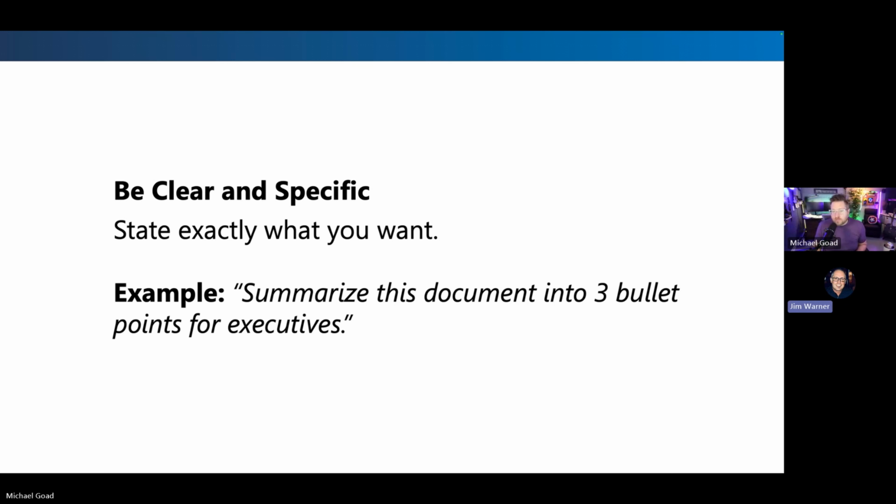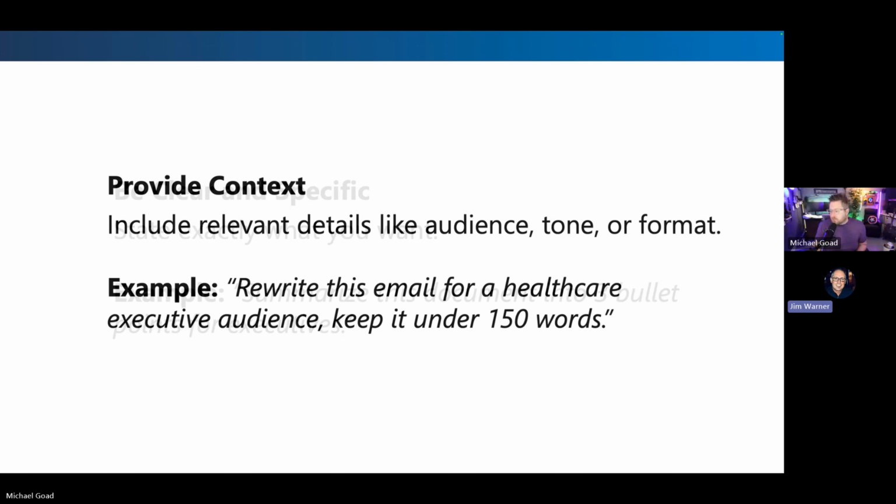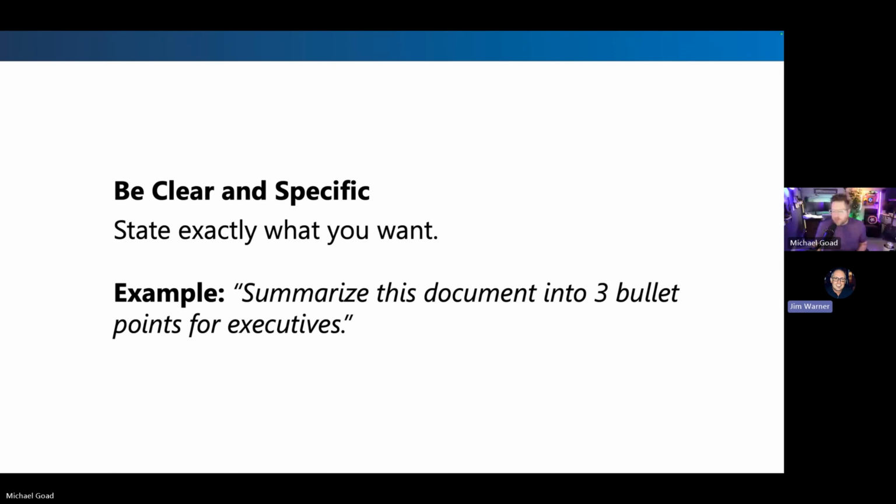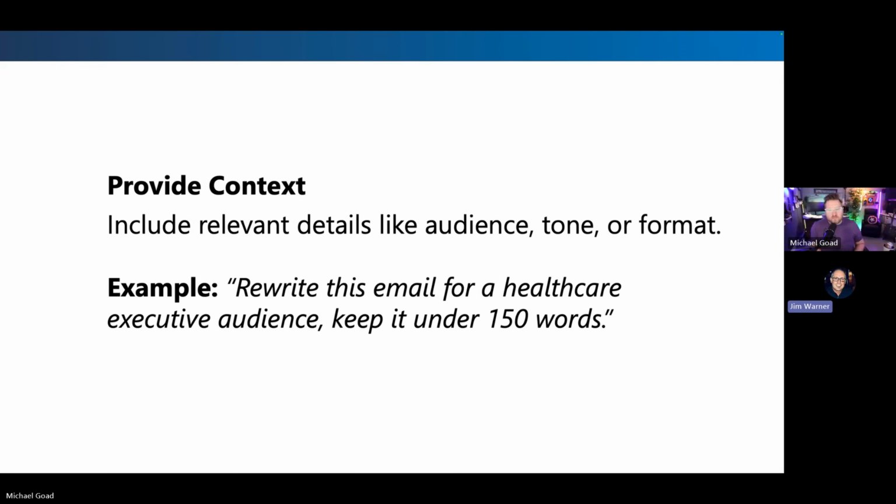Whether you're asking for a summary, a draft, or analysis, the goal is to reduce vagueness and guide the AI toward the outcome you want. And we'll walk through a couple simple techniques here. Be clear and specific. Provide context, right? Context is key. Whether it's the business scenario, the audience, or the tool you're using, adding background helps Copilot respond more accurately.